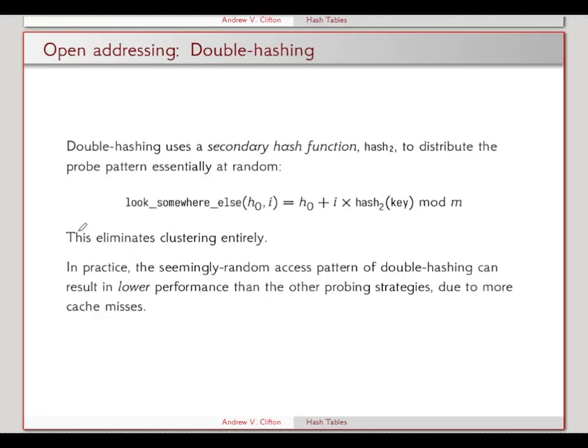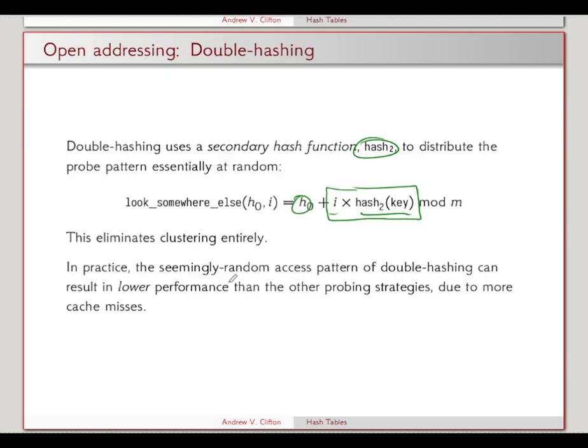The last one is double hashing here. So here we have another hash function, which has to be completely independent of our main hash function. They have to be totally different things. We take our initial hash value, and then to it we add i times this secondary hash. So each key gets a different search pattern because each key gets a different secondary hash. This eliminates clustering entirely. This basically looks essentially like a random search pattern.